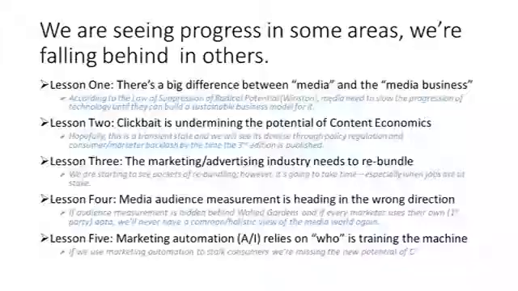Lesson 1, I've learned since the first edition of the book that there's a big difference between media and the media business. There's something called the law of suppression of radical potential. In essence, what that means is that media companies need to slow down technological progress until they can figure out a way to make a profitable business model around these advancements. So frankly, consumers are traveling through chaos faster than media companies can.